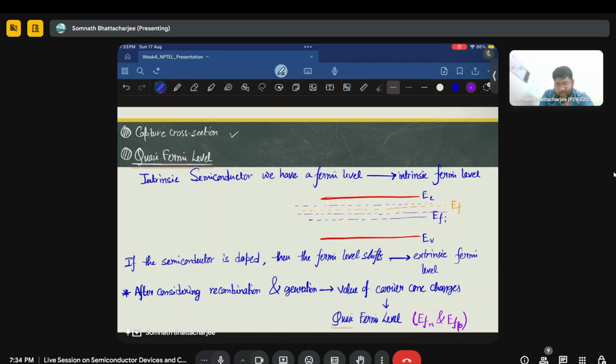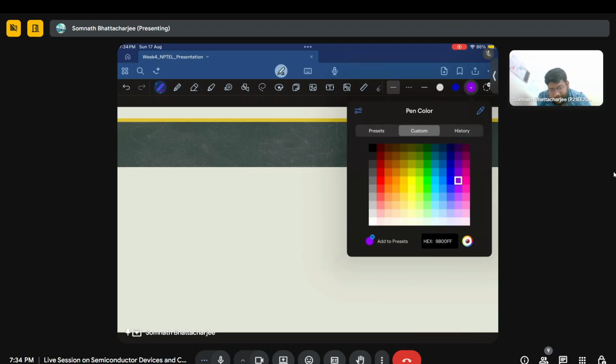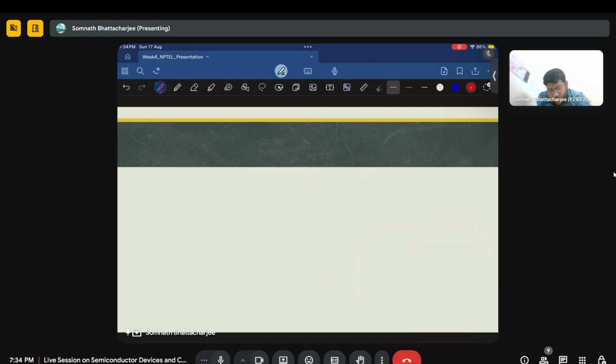So let's have an example. Based on this, what happens is that let's say in a semiconductor there are 10 to the power 17 electrons and 10 to the power 3 holes. So these were the number of holes and number of electrons in that.